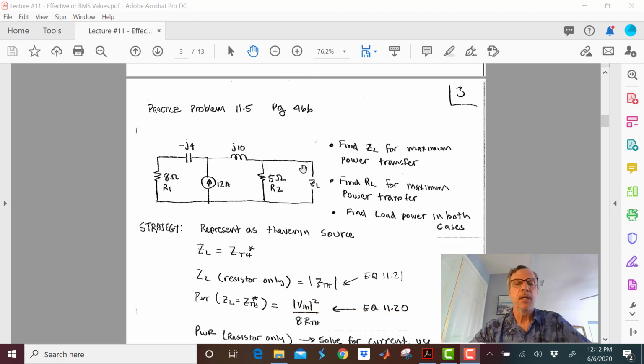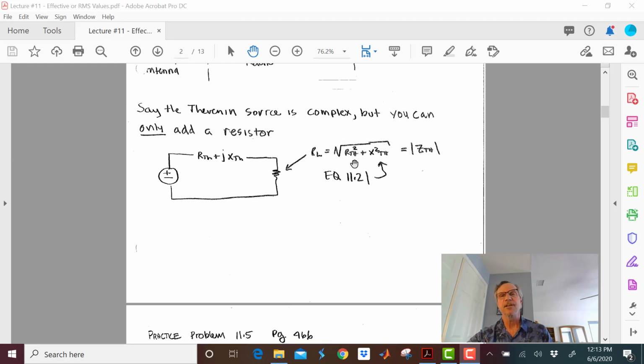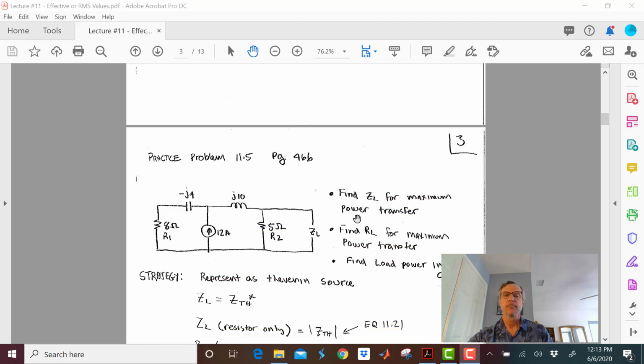Okay, so let's do a little problem here where I want to find Z sub L, or the load impedance, that's over here, for maximum power transfer from this source. So my dotted line is going to go from here down, because I'm going to call this thing a Thevenin source. So I'm going to find Z sub L for maximum power transfer, and then I'm going to find R sub L for maximum power transfer. Or in other words, I'm going to use this right here afterwards.